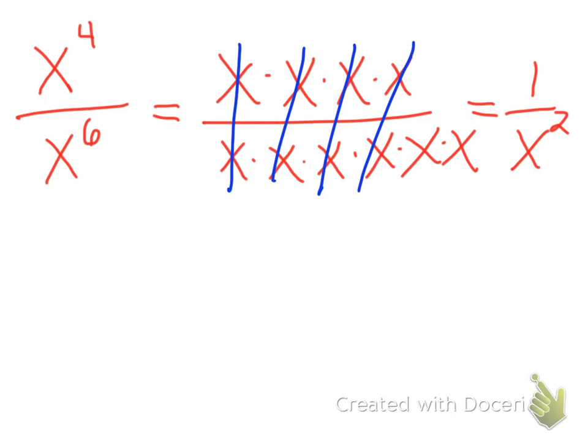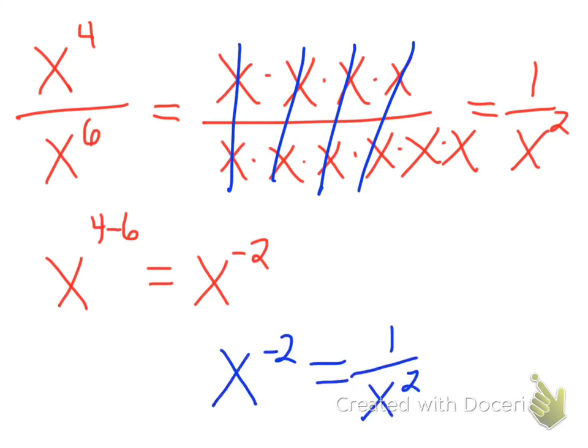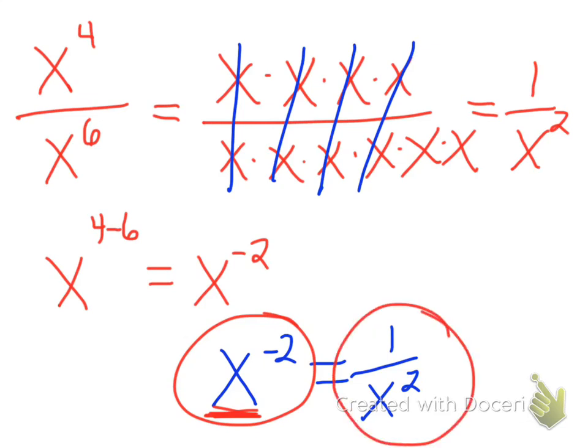Therefore, using my rules of exponents, I can take x to the fourth divided by x to the sixth and write it now as x to the 4 minus 6, or x to the negative second. Well, we just proved that x to the fourth divided by x to the sixth is 1 over x squared. That means that x to the negative second equals 1 over x to the positive second. So, whenever we have a negative exponent, we are taking the reciprocal of the number it is working on, and it becomes a positive exponent, 1 over x squared.